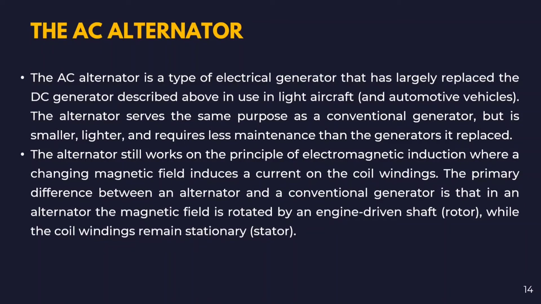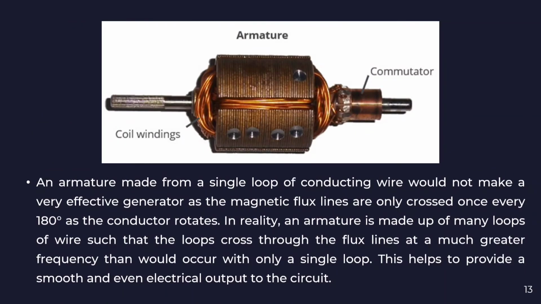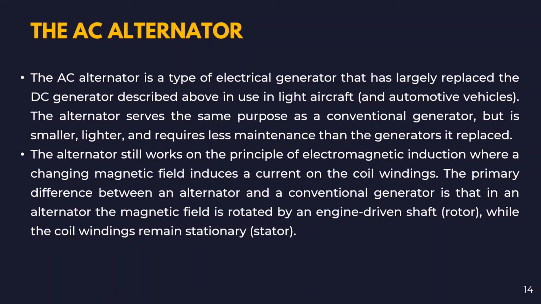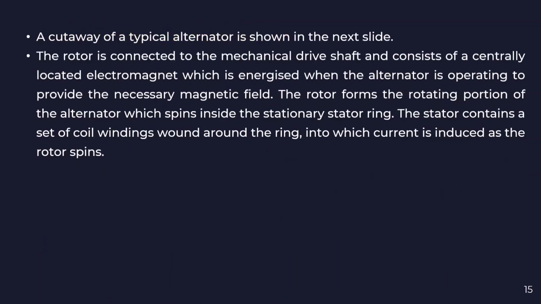a current in the coil winding, and the primary difference between an alternator and a conventional generator is that in an alternator the magnetic field is rotated by the engine-driven shaft, the rotor, while the coil windings remain stationary, the stator. A cutaway of a typical alternator is shown in the next slide.